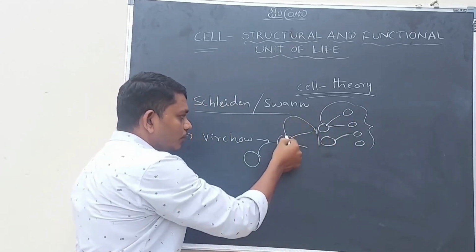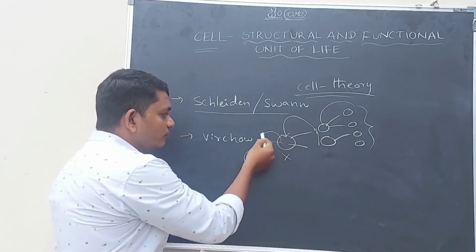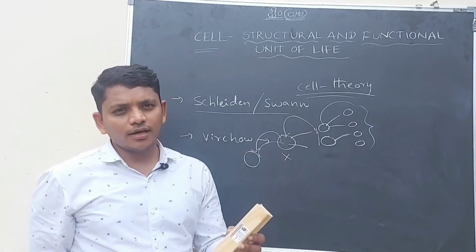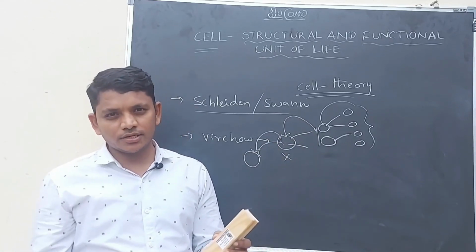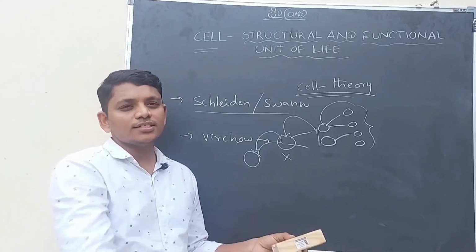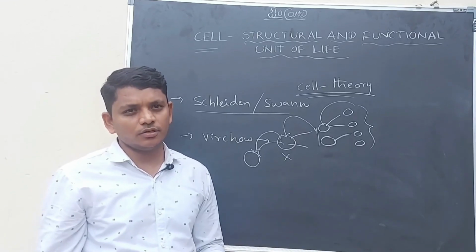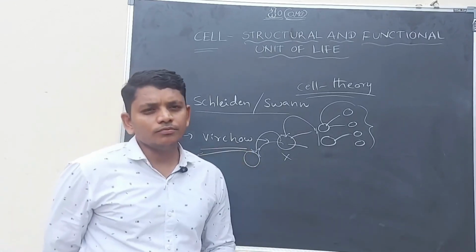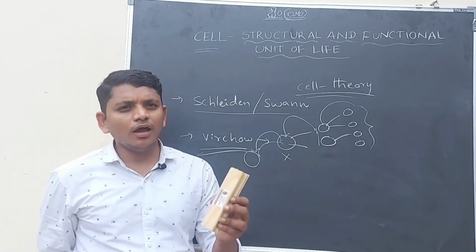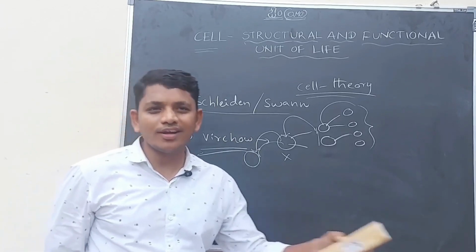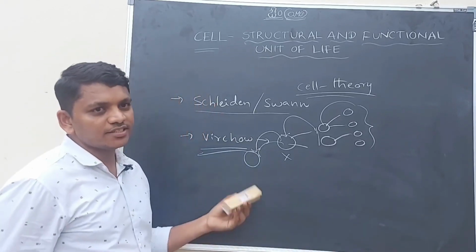These cells are coming from a pre-existing cell. This cell is coming from pre-existing cells. So all cells come from pre-existing cells. If there is no cell in the previous generation, there are no cells coming in the next generation. So in this view of Virchow, all new cells come from pre-existing cells. This is the expansion of the cell theory.